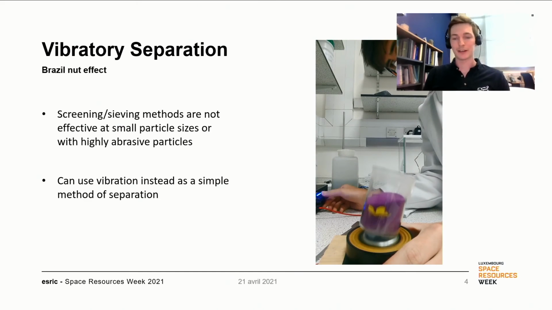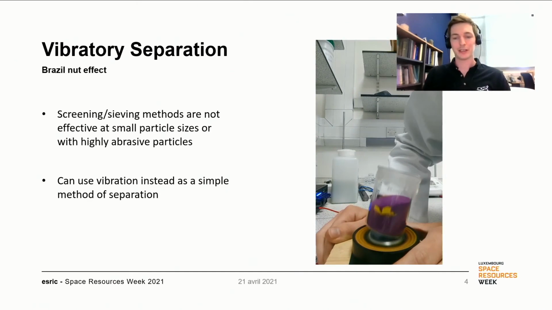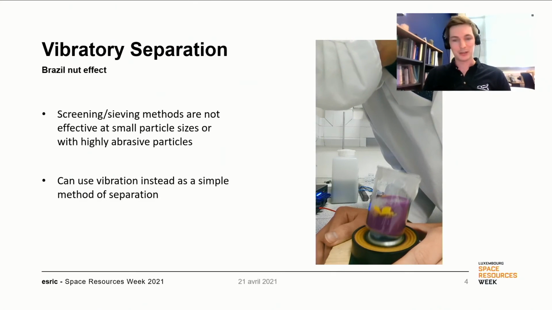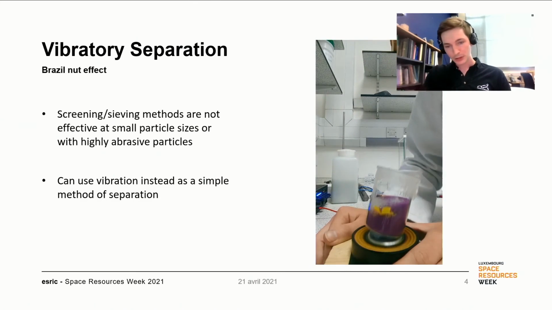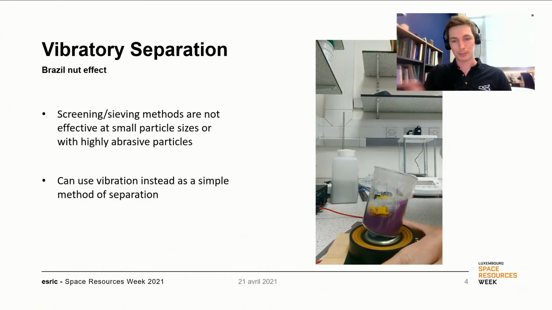effectively the Brazil nut effect. This video here is one of our master's students looking at vibrating a bed of two different bead types. The clear beads are much larger and the purple ones are smaller, and the clear ones started at the bottom. Over the space of about a minute, you find that all the much coarser particles have moved to the top, and we get quite a good separation. And then these can be basically scooped off.